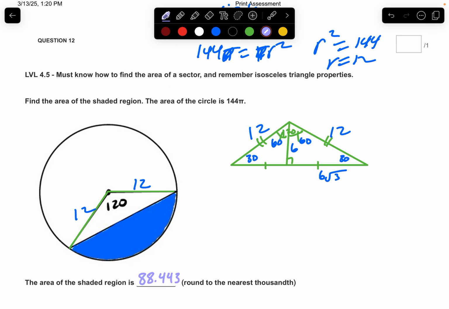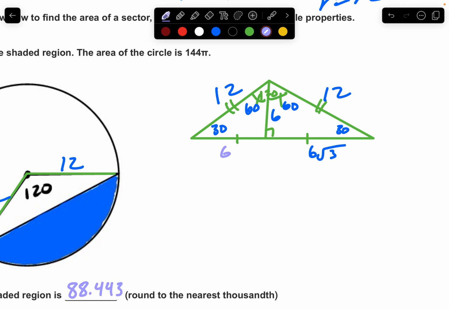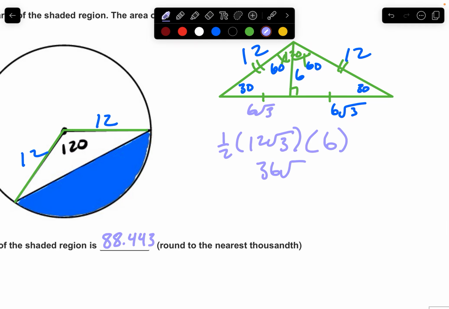So if I were to get the area of this triangle, this would be 6 root 3 as well. It'd be 1/2 times 12 root 3 times 6. Don't do half of half. Don't say half of 6 root 3. It's half of 12 root 3. Half of 12 root 3 times 6 would be 36 root 3. So the triangle area is 36 root 3.